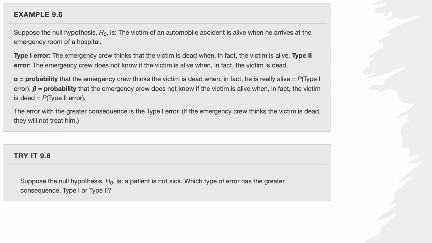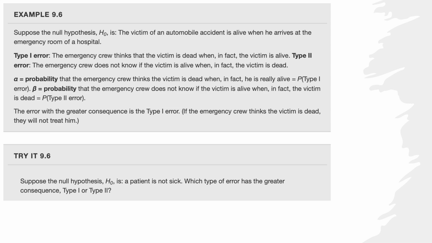Suppose that the null hypothesis of a situation is that the victim of an automobile accident is alive when he arrives at the emergency room of a hospital. Now, what is a type 1 error? Type 1 errors occur when the statement is true. So he arrives at the hospital alive. The emergency room thinks the victim is dead when in fact the victim is alive. See, in a type 1 error, you reject the null even though the null is true. Remember, type 1 is always the null is true.